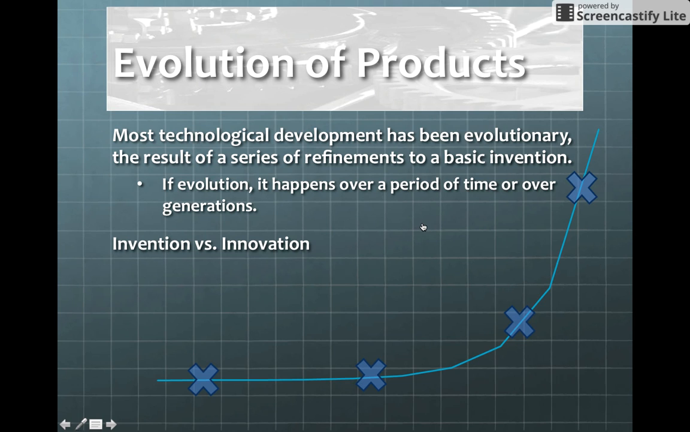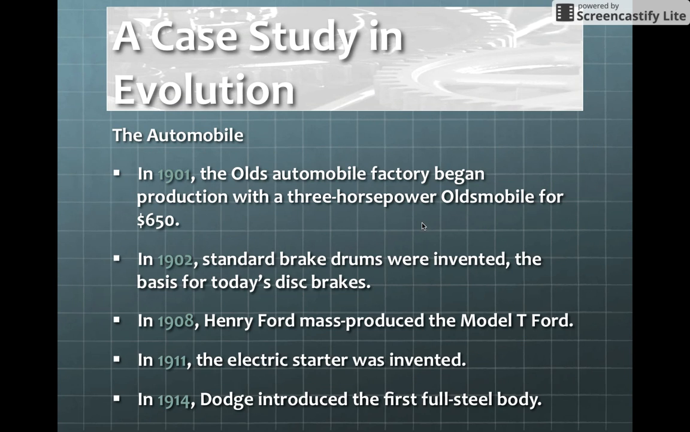So we're going to talk about one specific product and how it has gone through the evolution. It's a case study of the evolution of the automobile. So for your assignment, you're going to have to look at the evolution of a specific product starting tomorrow or later.